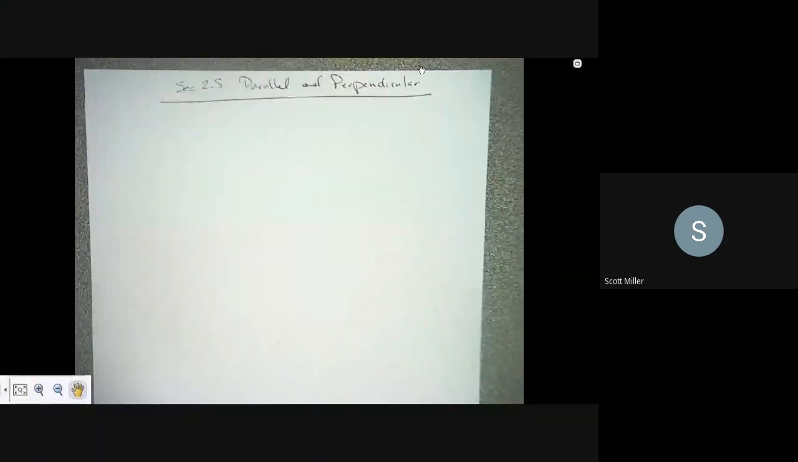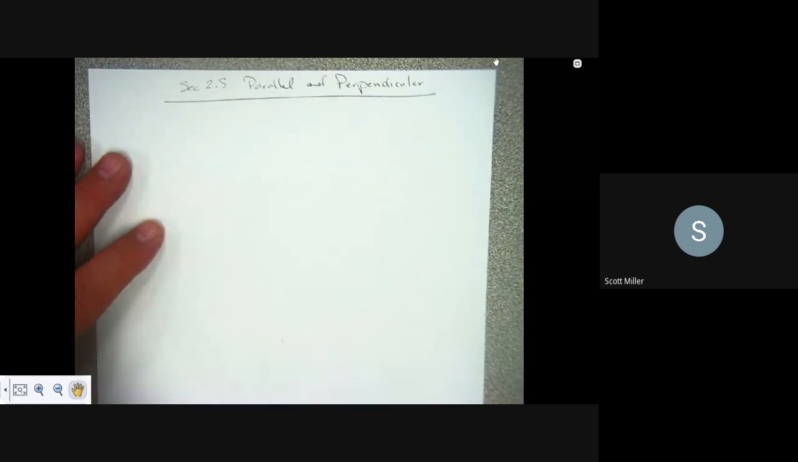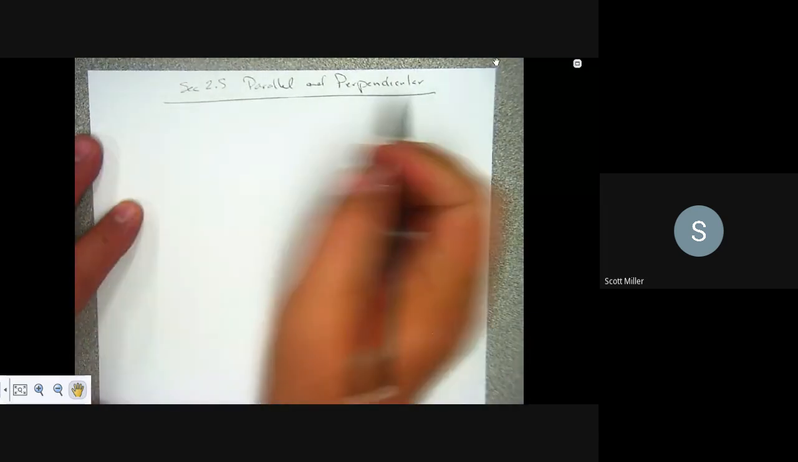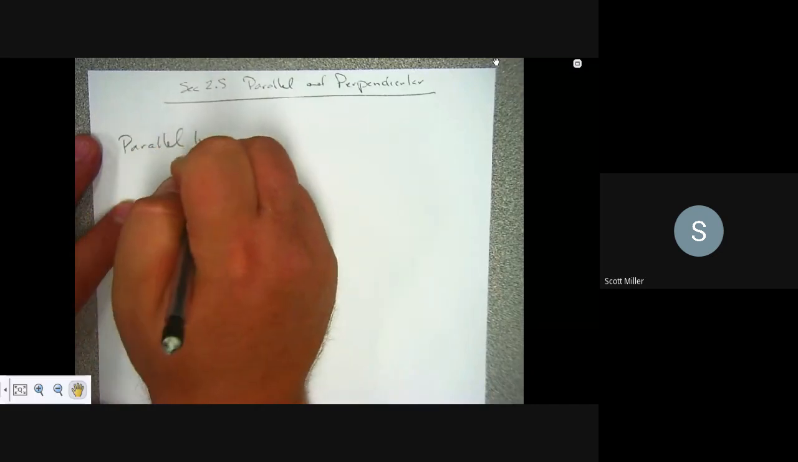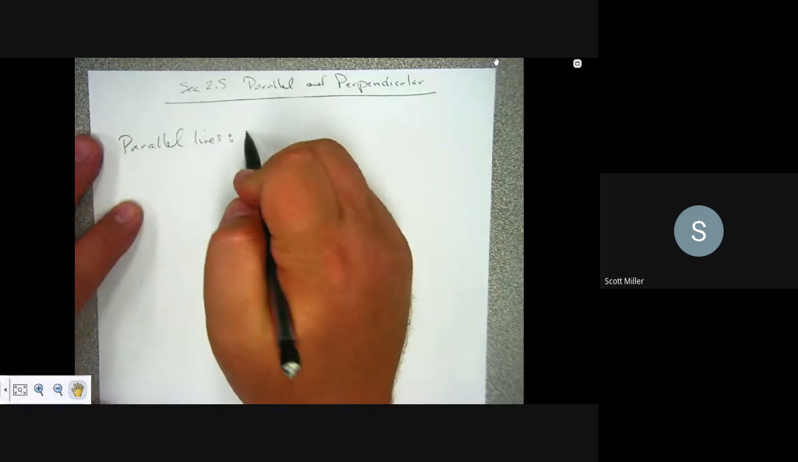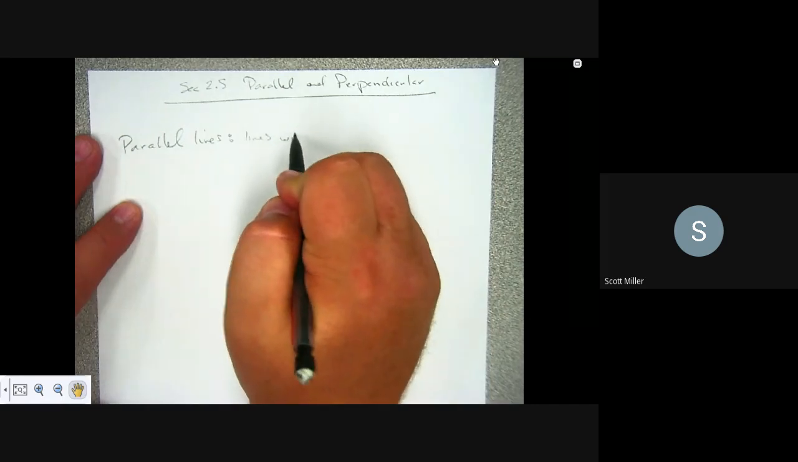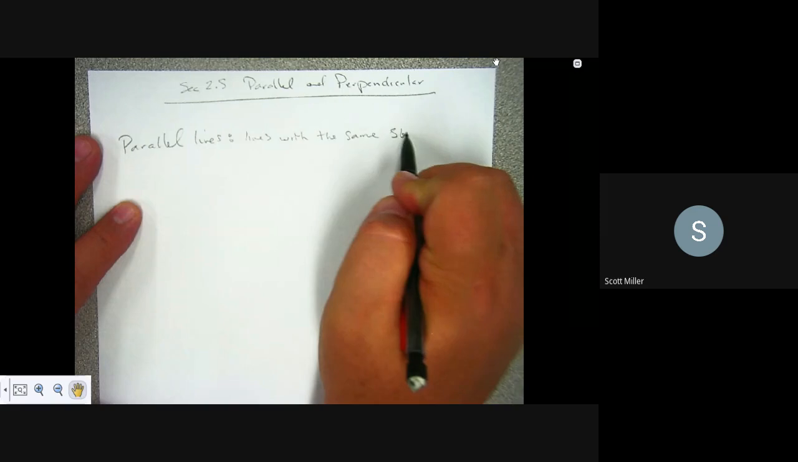All right, today we're going to be looking at parallel and perpendicular lines and how to write equations of them. First off, parallel lines. What are they? Well, parallel lines are lines with the same slope.